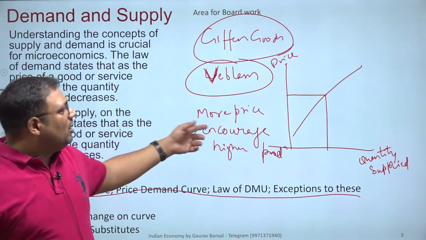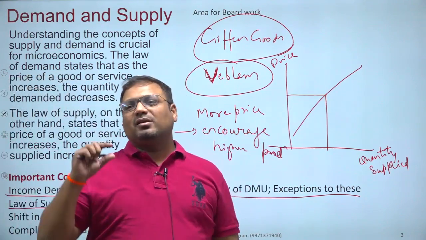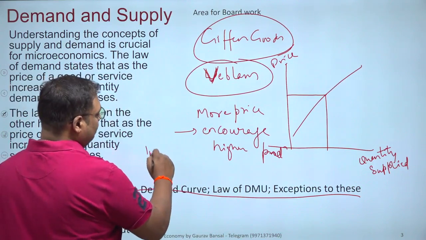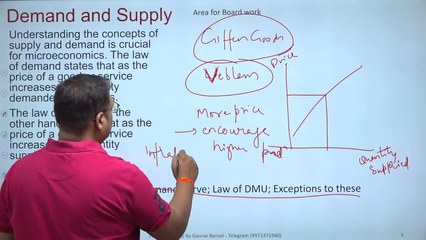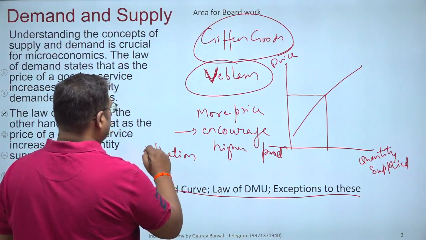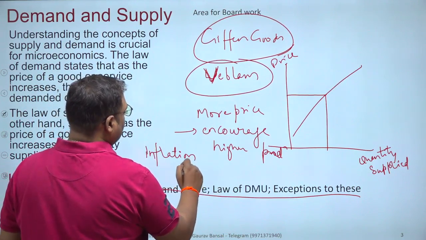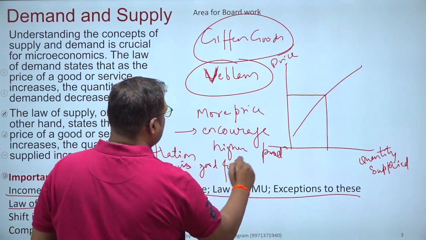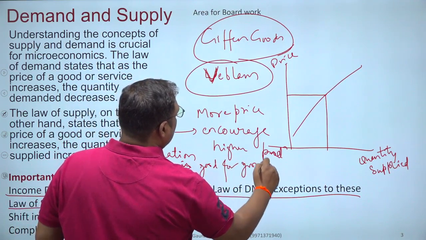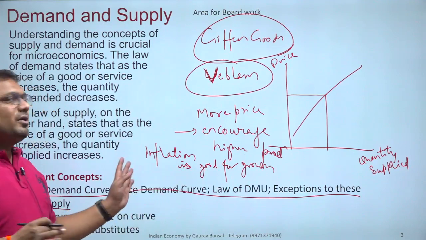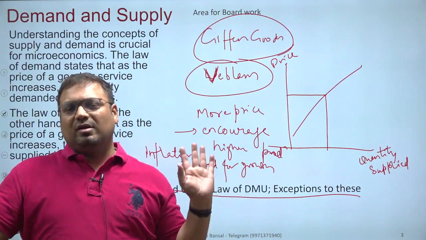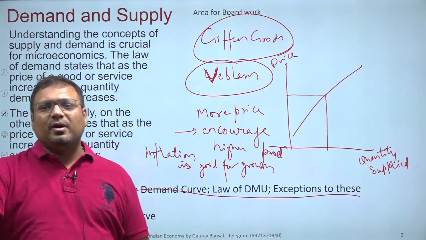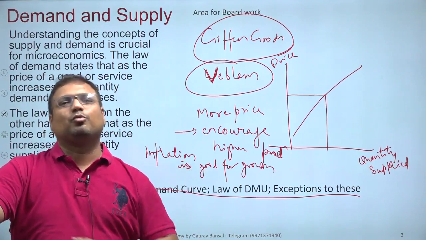So this supply curve tells me that some inflation is good for growth. Okay, remember this also. But there is a limit to it. Okay, there is a limit. Very high inflation is not good for growth. Limited inflation, low inflation, is good for growth.